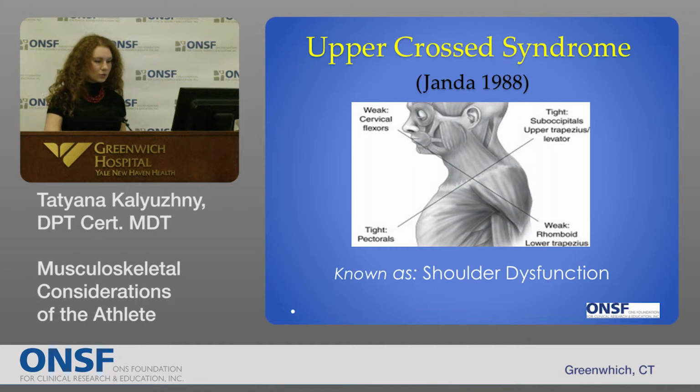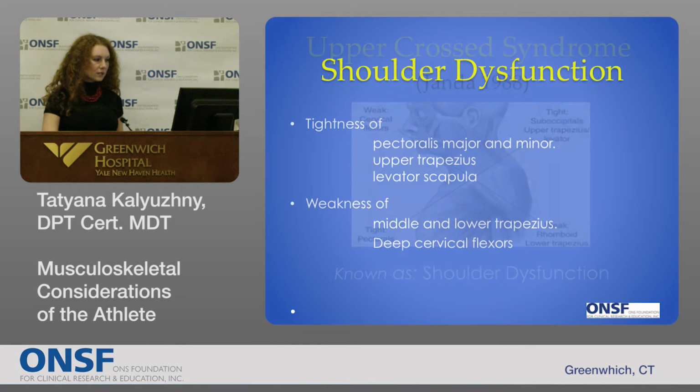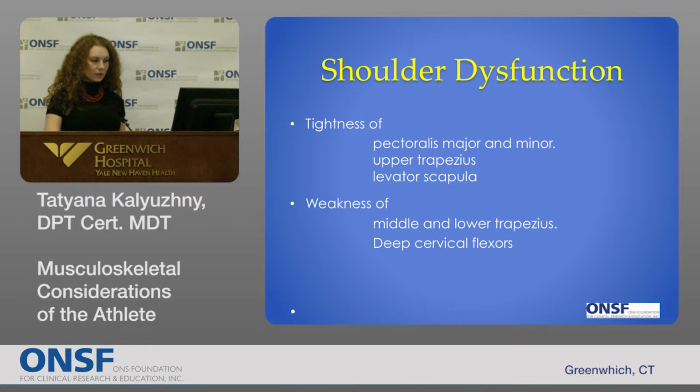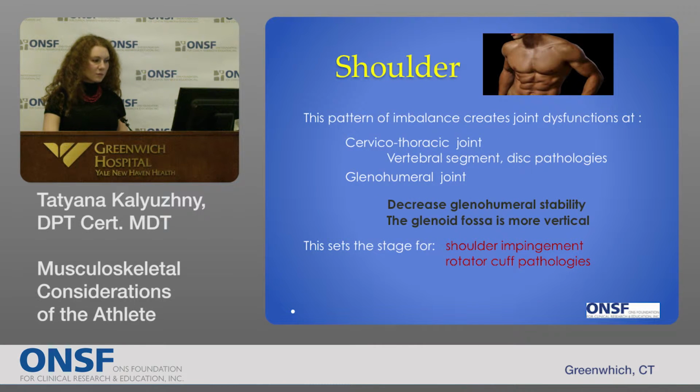Upper cross syndrome, also known as shoulder dysfunction, consists of tightness of pec major and minor, upper trap, and levator scap, in addition to weakness of middle and lower trap and deep cervical flexors. This pattern of imbalance creates joint dysfunctions at the cervicothoracic joint and the glenohumeral joint. At the cervicothoracic joint, the vertebral segments move posteriorly, potentially causing disc pathologies. At the glenohumeral joint, there's a decrease in glenohumeral stability, and the glenoid fossa becomes more vertical.